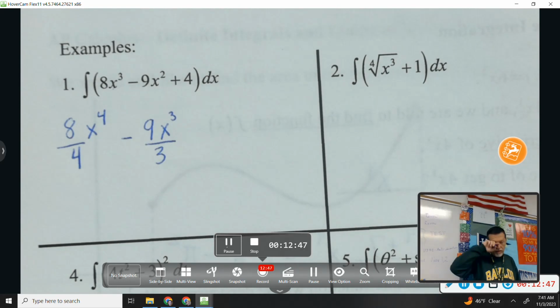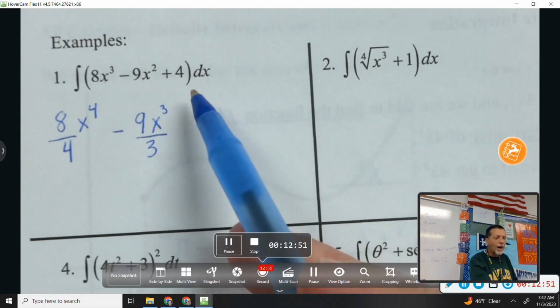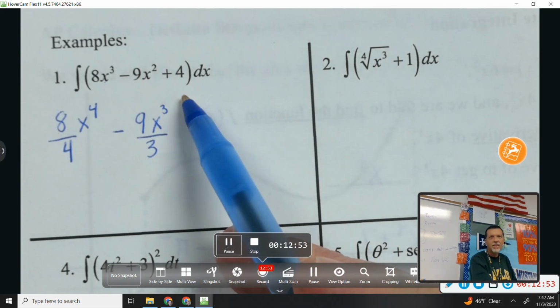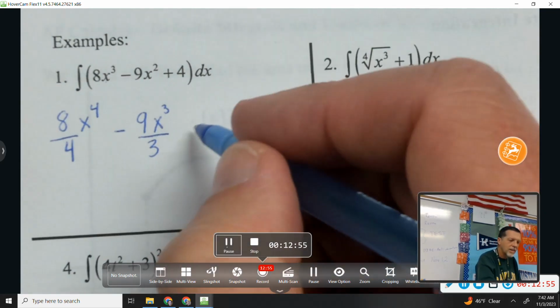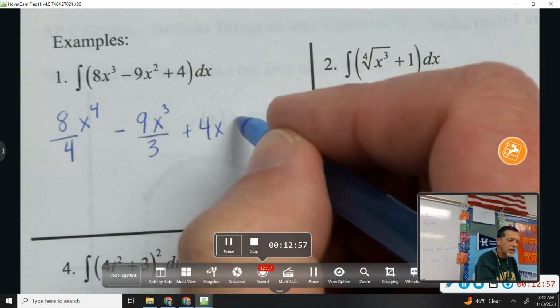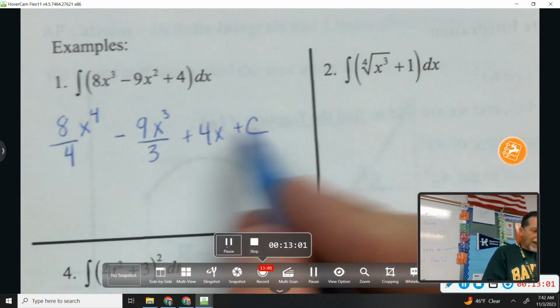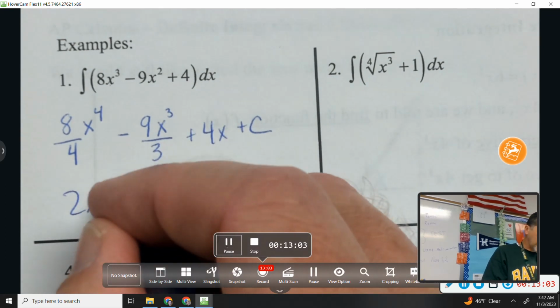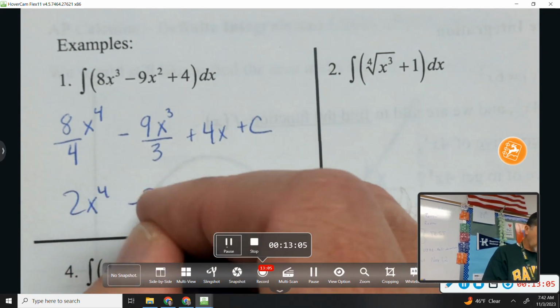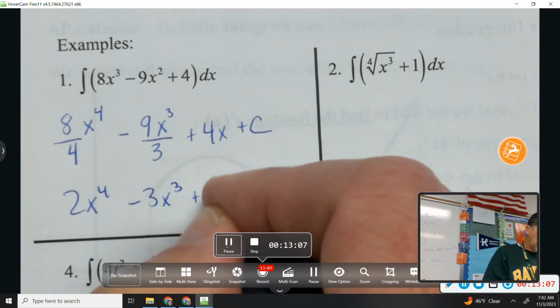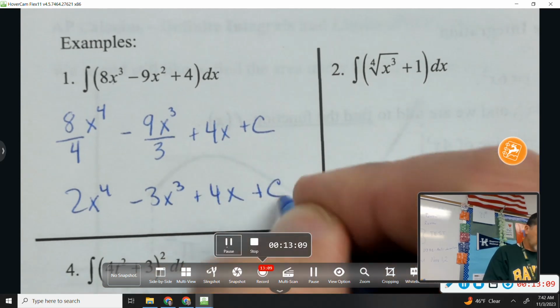And then some of them you don't follow the strict rule, you just think about it, like who has a derivative of 4? 4x. And then again, don't forget the plus c. I guess that's a safe stop, but let's clean it up. 2x to the 4th minus 3x cubed plus 4x plus c.